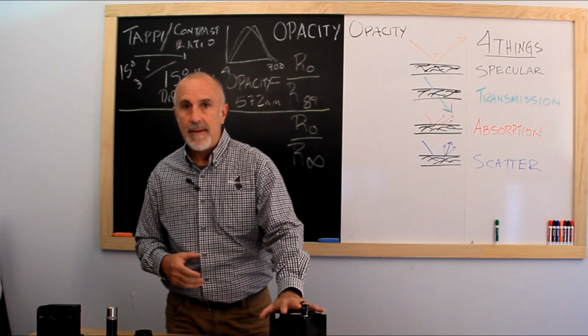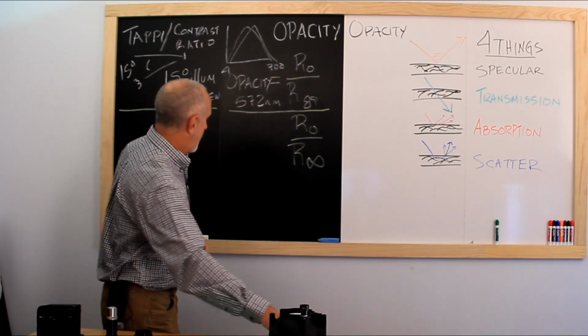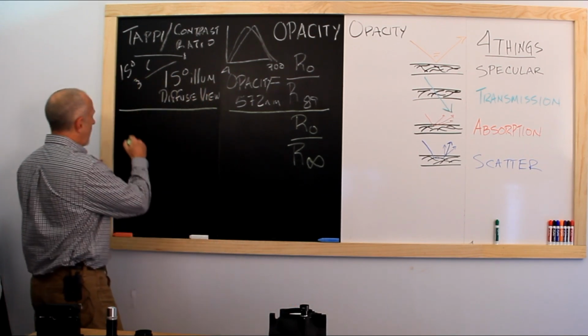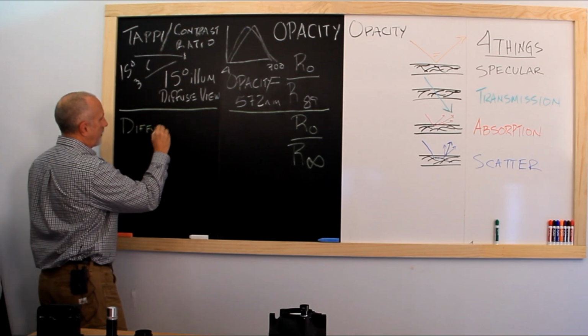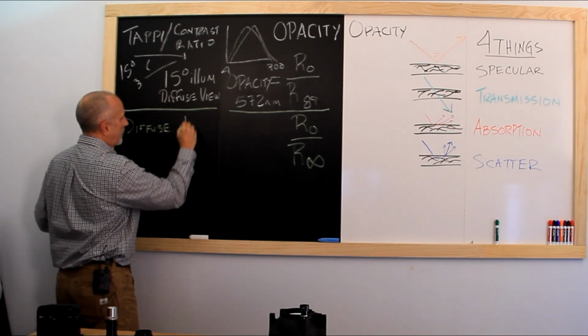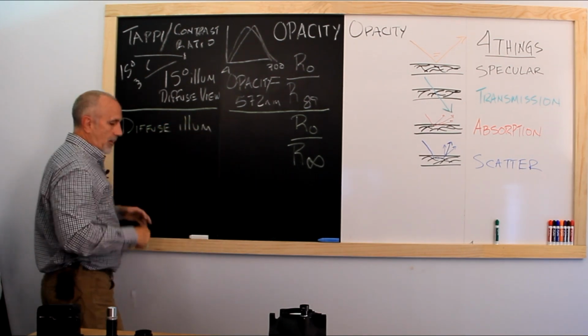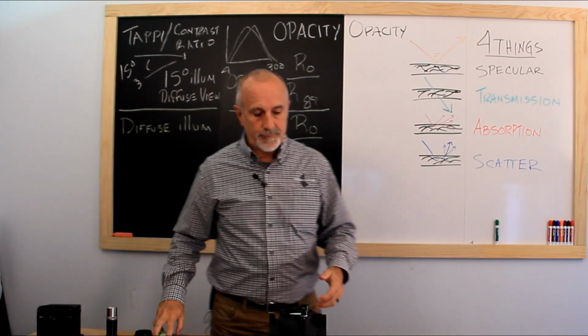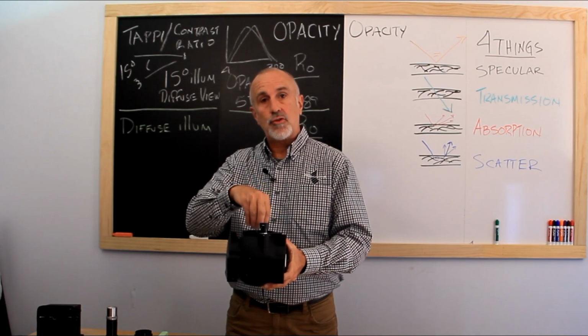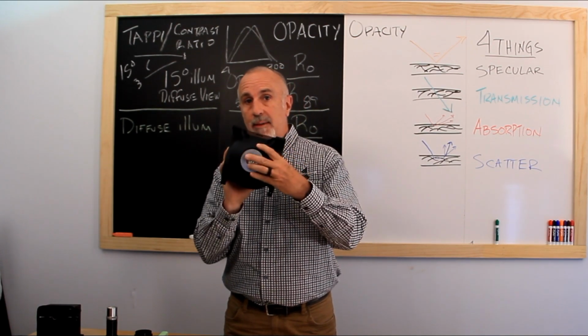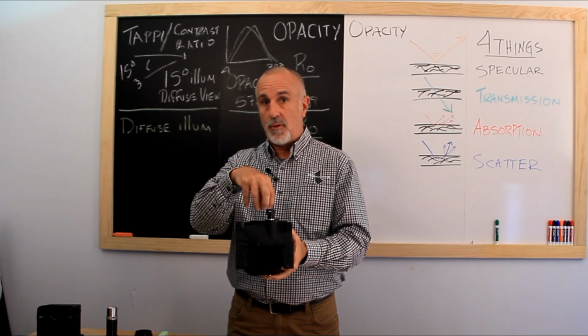All right, so this method, the ISO method, has what we call a diffuse illumination because light's striking the sample from all angles. Okay, now in this method, the photocell sits here, which is directly above the sample opening, where the sample is going to sit.